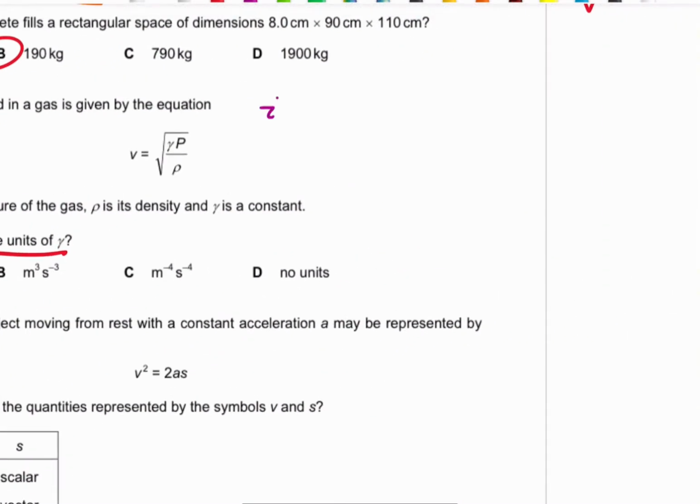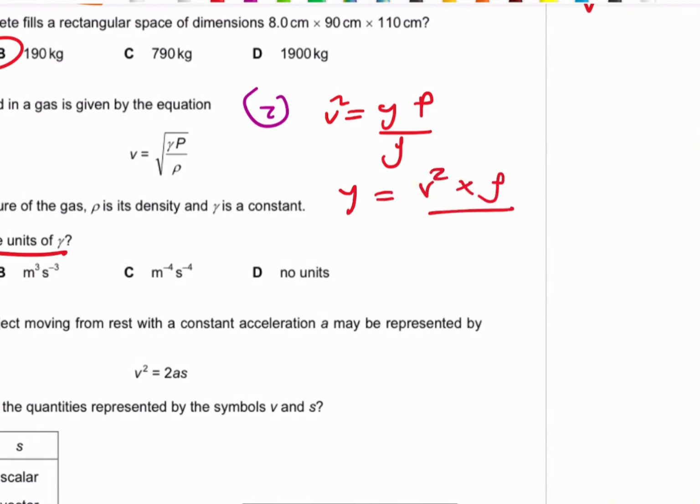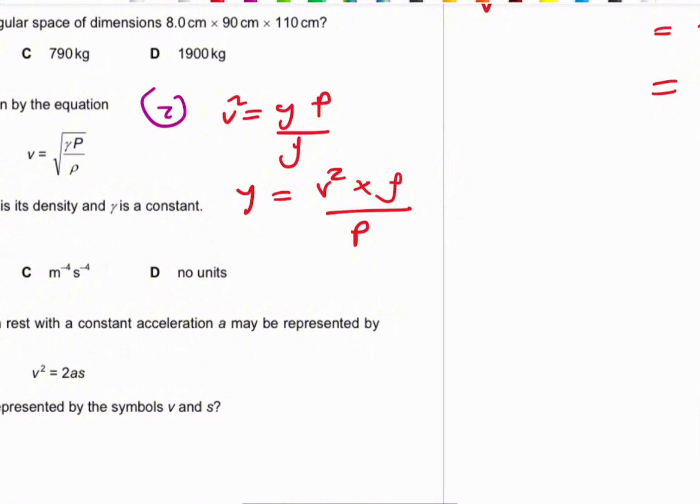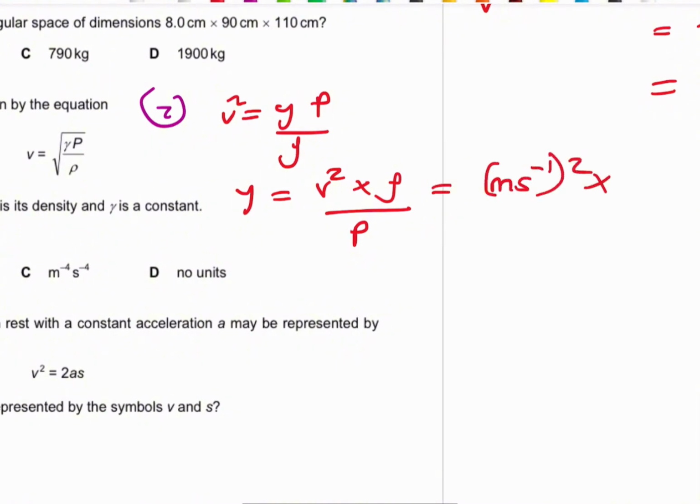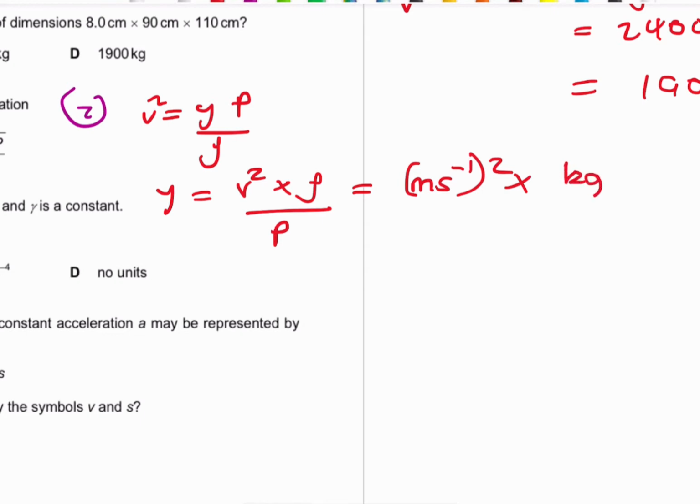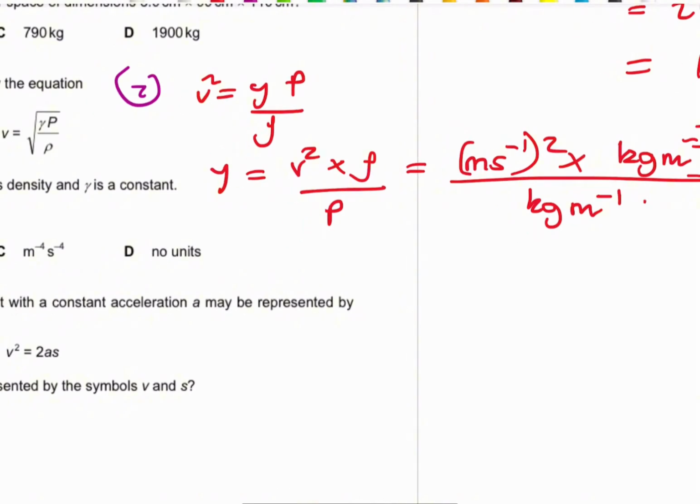So for question 2, if we make gamma the subject of the formula, v squared is gamma multiplied by P divided by rho, right? So the units of gamma would be v squared multiplied by rho divided by my pressure P. But the units of v is m s to the power of negative 1, squared, multiplied by the units of rho, which is kg m to the power of negative 3, divided by kg m to the power of negative 1 s to the power of negative 2.